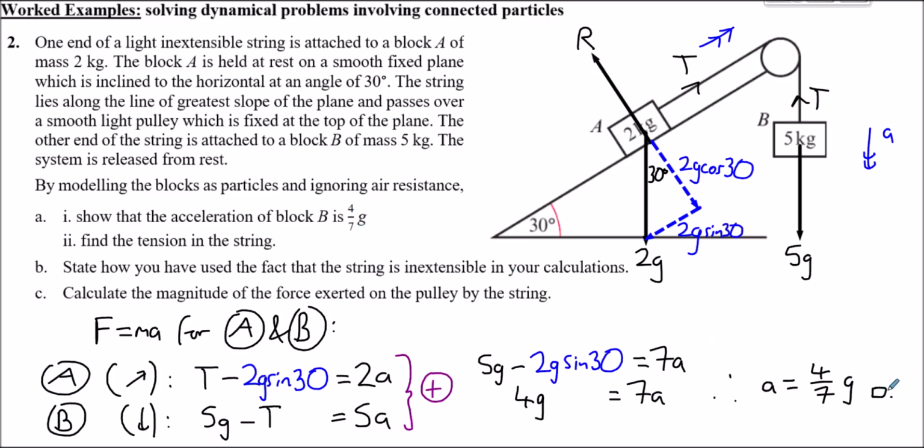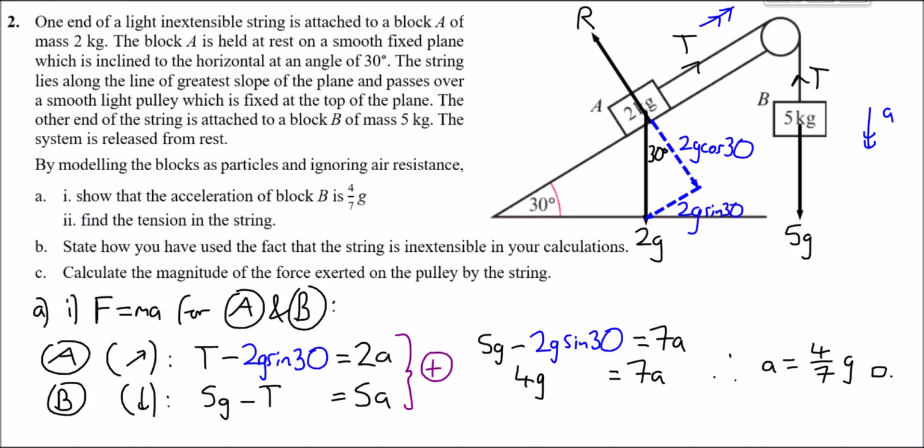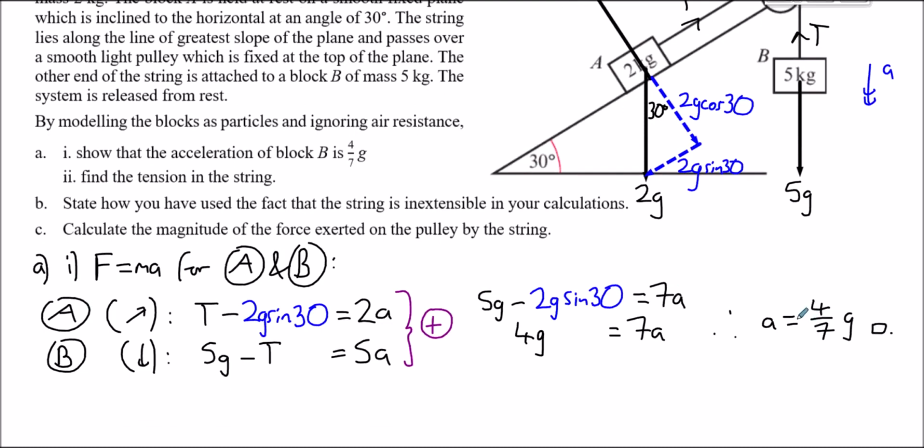That little square just means I've finished it. That's like I've proven something. Then part 2 of A, this is A part 1, find the tension of the string. So if we now just substitute this value of a back into one of these initial equations, which one doesn't matter, you can take your pick.